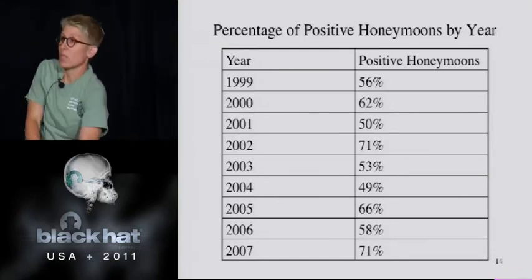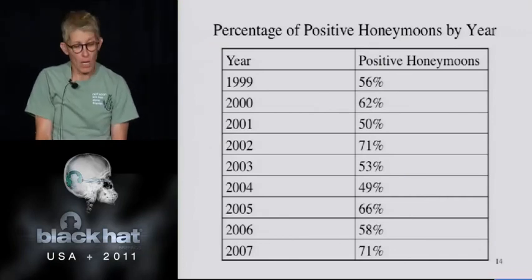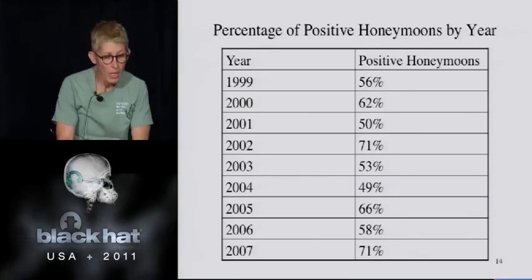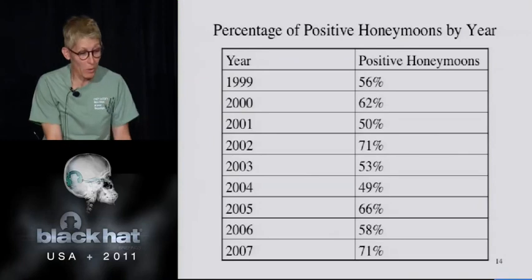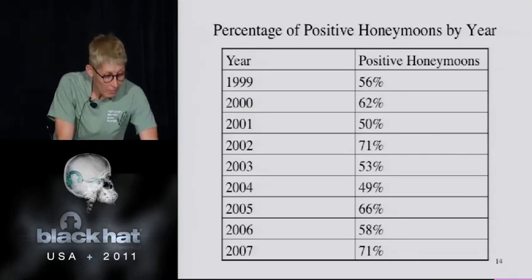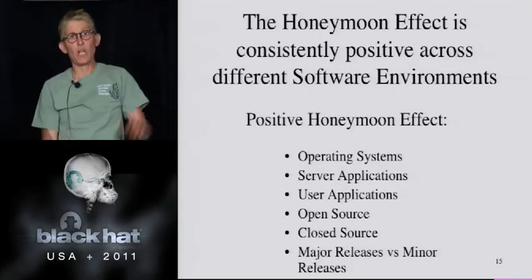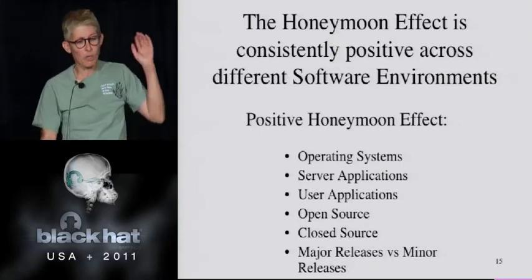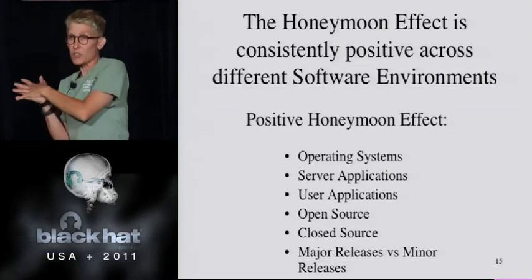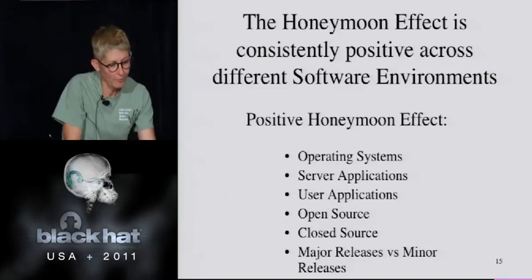Now, our software reliability models tell us that we should find that there are very few positive honeymoons. Not that there is a minimum of 50% or greater. And it doesn't matter what year we look at. In 2007, 71% of the honeymoons were positive. And not just breaking it down by year, it didn't matter how we broke it down. If we looked at just open source versus closed source, if we looked at server apps or operating systems, if we looked at major releases versus minor releases, consistently positive honeymoons. The first vulnerability takes longer.